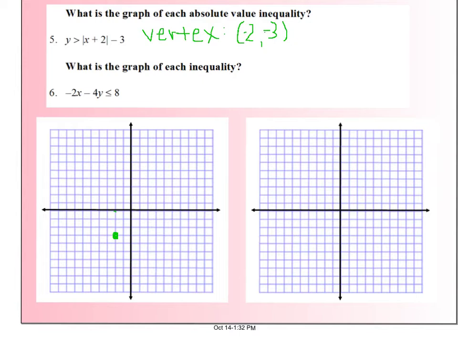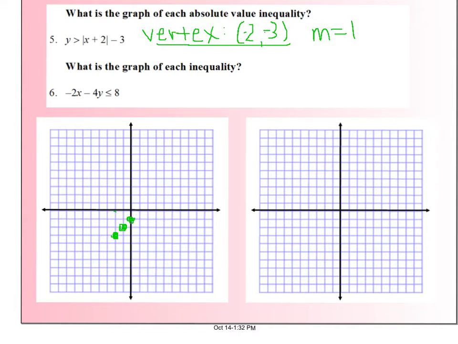Now when I'm graphing absolute value inequalities, the easiest way to graph this is to look at my vertex, which we've already done, we had it right here, and then look at my slope. Your slope can always be found right in front of your absolute value bars. So there I see there's nothing there, but there is an invisible 1. So I know my slope is just 1. Slope is 1. So from my vertex, I go up 1 over 1, point. Up 1 over 1, point.